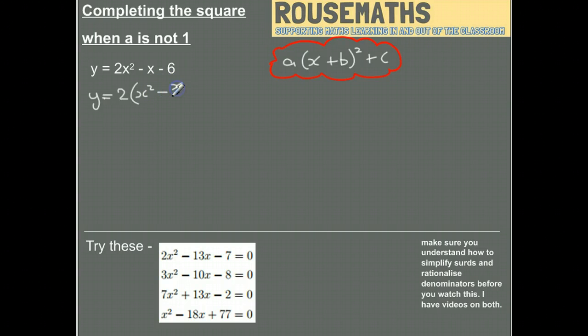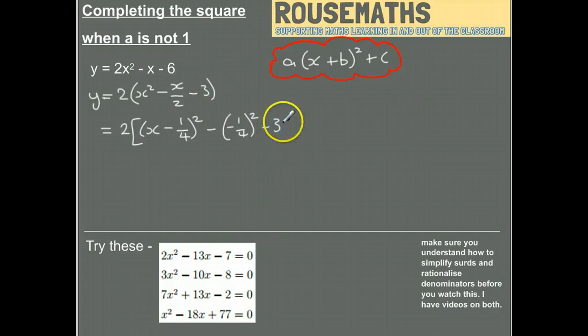It means though that I've got to divide every term that I leave inside the bracket by 2, because if I expand it out I should get what I started with. That then allows me to complete the square like I normally would inside. So I need to halve the x coefficient, which will leave me with a quarter, and then square that. If I were to expand this bracket, I'd get x squared, minus a half x, but I'd also get negative a quarter squared, and I don't want that. So I take it away. But I do want the minus 3, so I put that on the end.